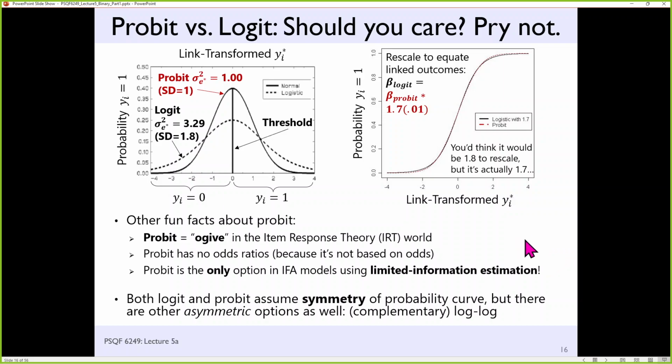But that's part of the reason why I think computationally there are advantages that speed things along if you're dealing with a variance of 1 rather than a variance of pi squared over 3. But you know what? If you're like, hey, my software gave me probits and I don't want that. All right, multiply by 1.7. Fixed.